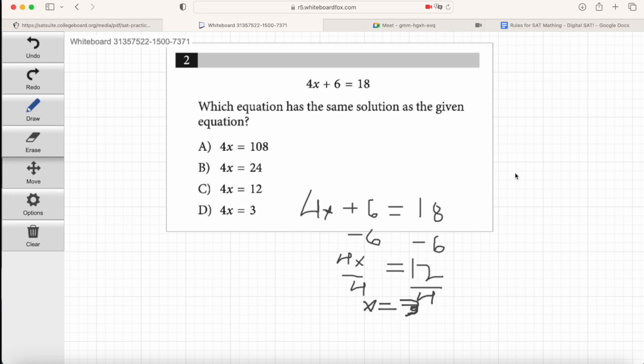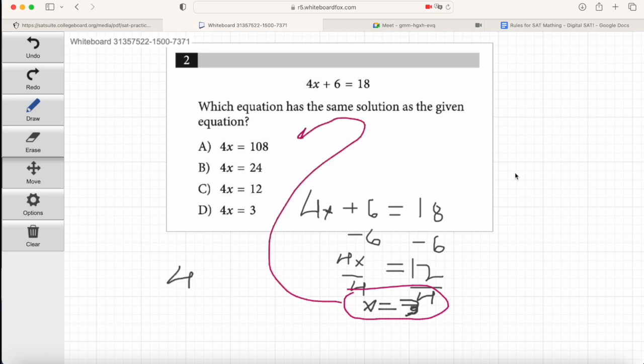Now that we know x is 3, we've got to check our answer. You just got to plug that in into the answer choices here. Start with answer choice A.